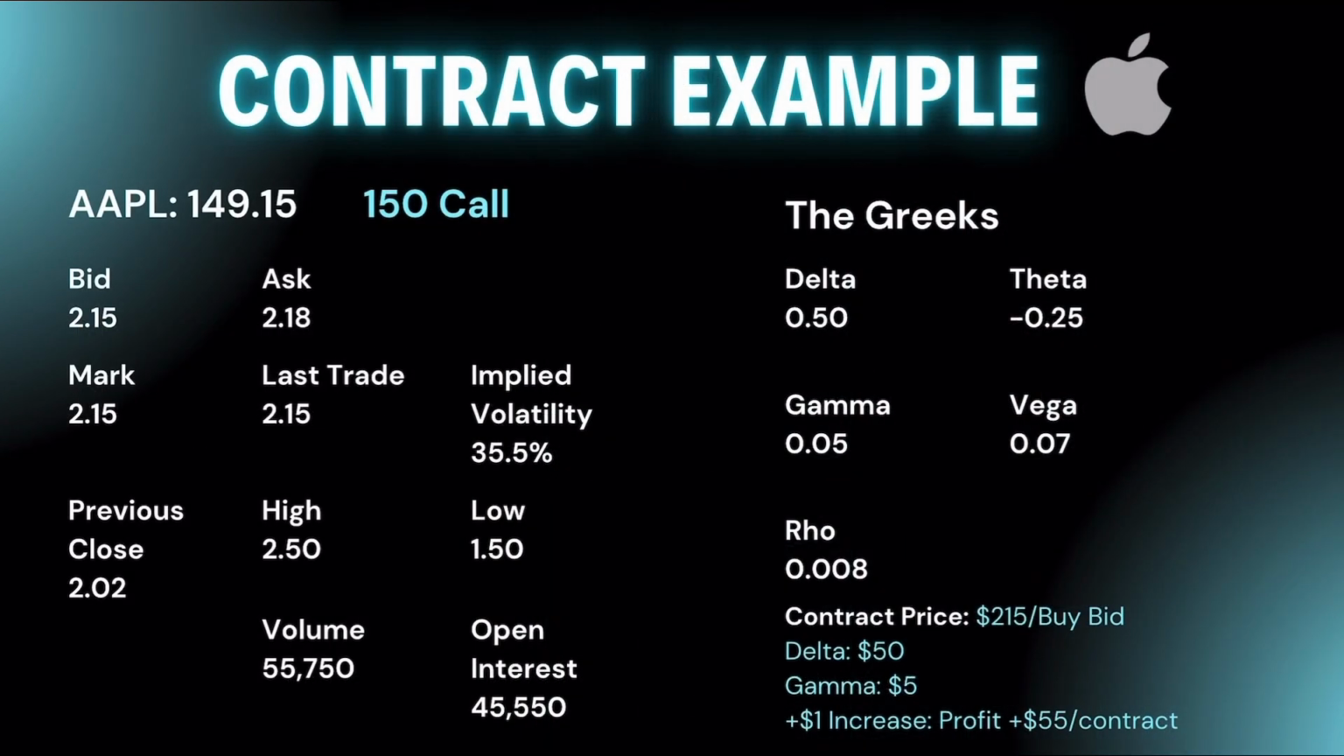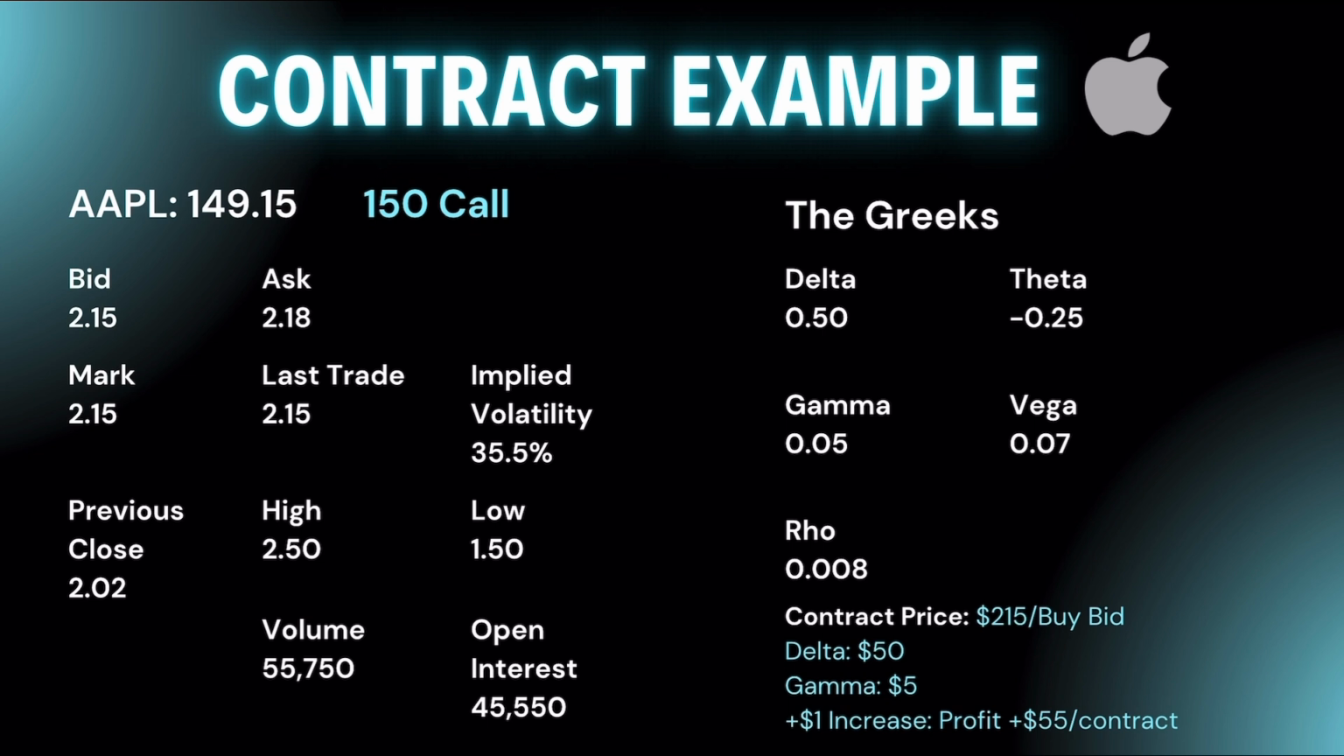Okay, so let's take a look at a contract example using Apple. Let's say, for instance, the share price is trading for $149.15. And let's say you wanted to put in a play for calls at a 150 strike. First thing you need to look at is the bid and the ask. In this case, the bid is at 2.15, which equates to $215, and the ask price would be 2.18, which equates to $218. Now, of course, you always want to consider implied volatility, the volume, and the open interest.